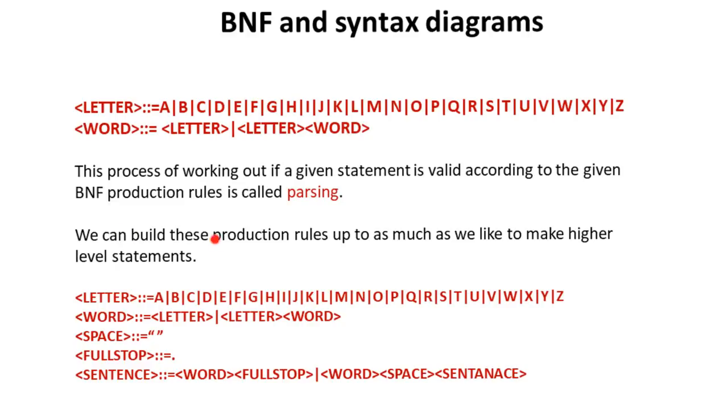We can build these production rules up to as much as we like to make higher level statements. So you can see here I have letter is any of these symbols, a word is a letter or a letter word, a space is a space, a full stop is a full stop. And then I've used all of these production rules to create a sentence. And in my circumstance, a sentence is a word and a full stop, or it's a word and a space and then recursively calling sentence again.